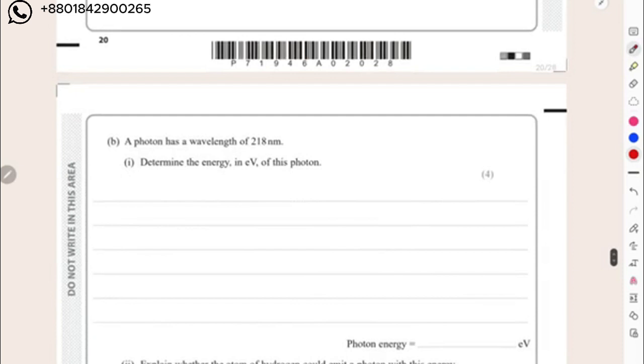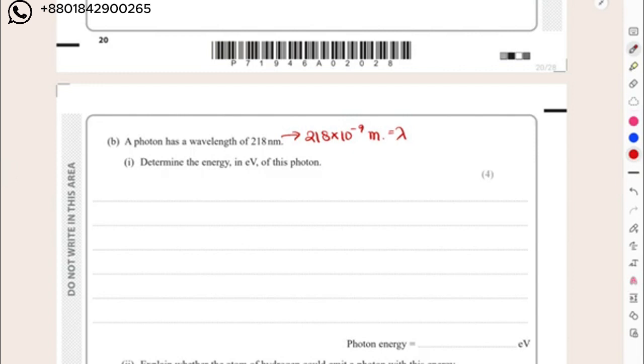17B: a photon has a wavelength of 280 nanometers. So obviously we have to convert this into meters, where it will be 218 multiplied with 10 to the power of negative 9 meters, right? This is the value of your wavelength. Then we have to determine the energy in electronvolts of this photon.